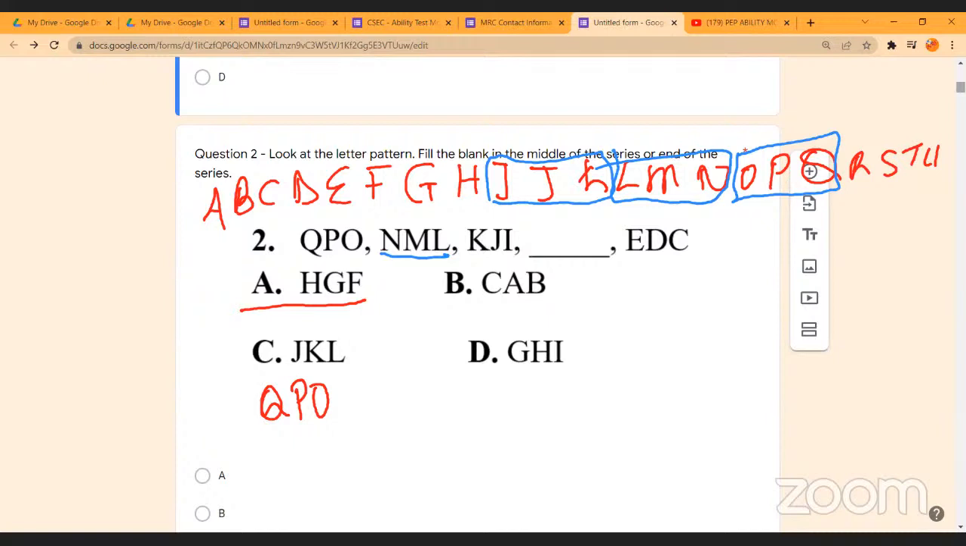H, G, F. Beautiful. Good. And what about the last one? After the F, it's E, D, C. Good. All right. Well done, Nika.